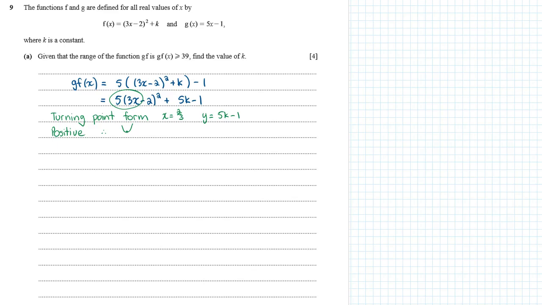Now we know the range for this function is greater than or equal to 39, which means the y value of the turning point for this function has to be at 39. In other words, 5k minus 1 equals 39, 5k equals 40, and k is 8.